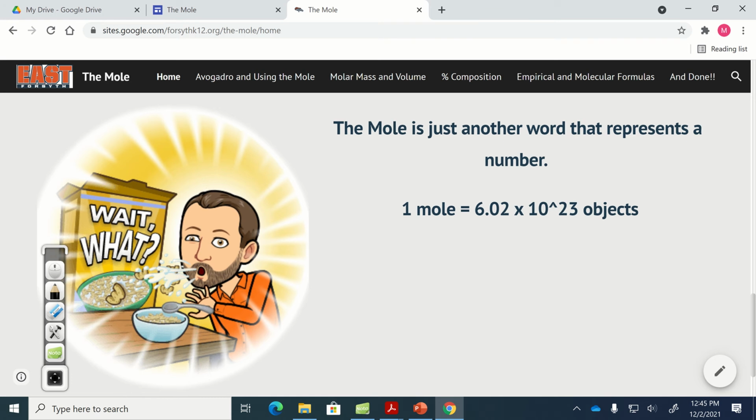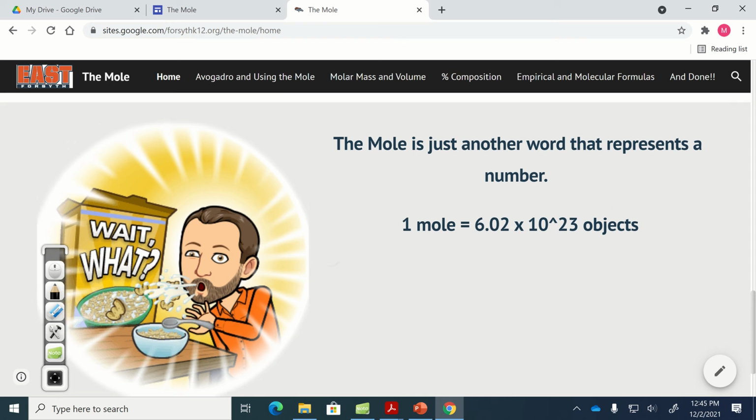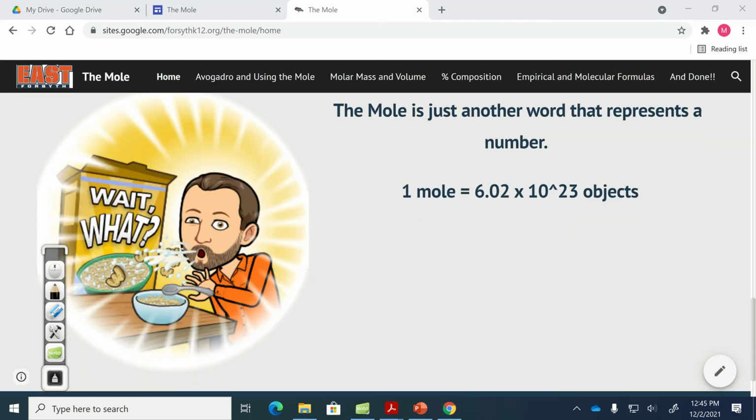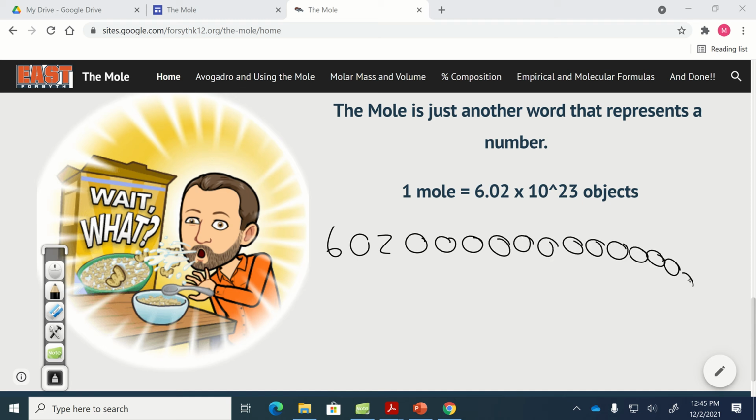The mole is another word that represents a particular number. It's just that this number is insanely large, all right? The mole means 6.02 times 10 to the 23rd objects. That is 602 with 21 more zeros. 1, 2, 3, 4, 5, 6, 7, 8, 9, 10, 11, 12, 13, 14, 15, 16, 17, 18, 19, 20, 21. There you go. There is your number. That is the mole, all right?